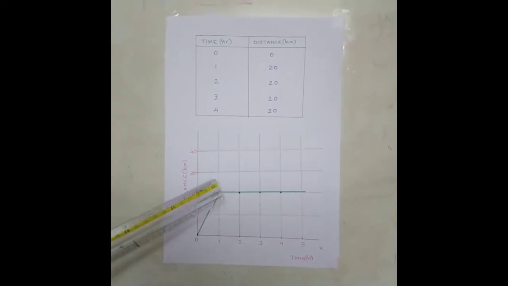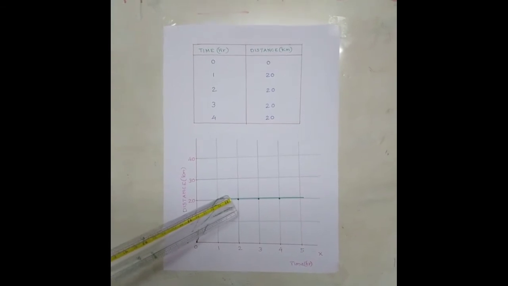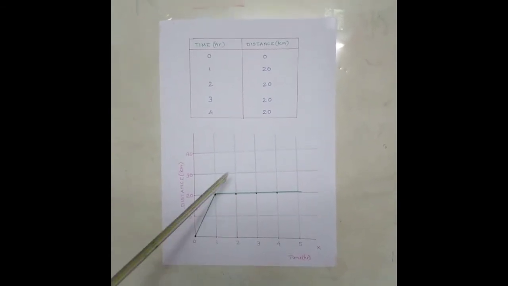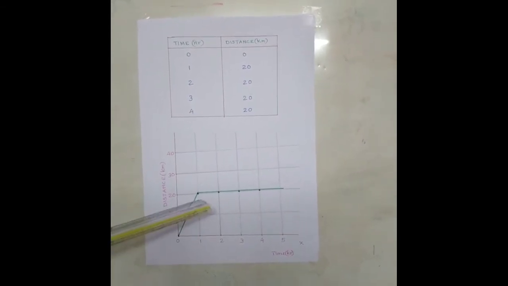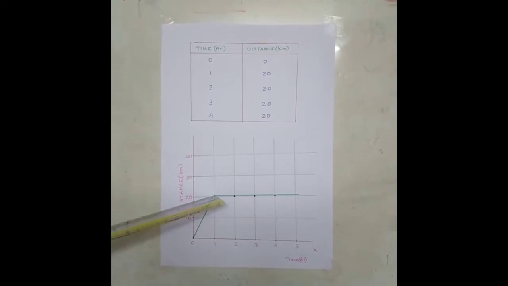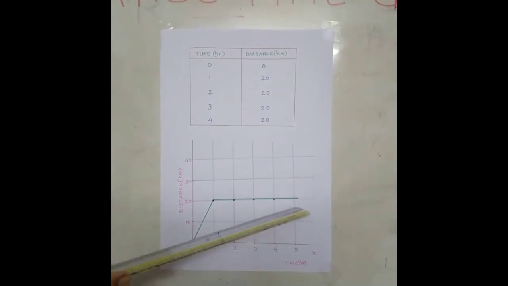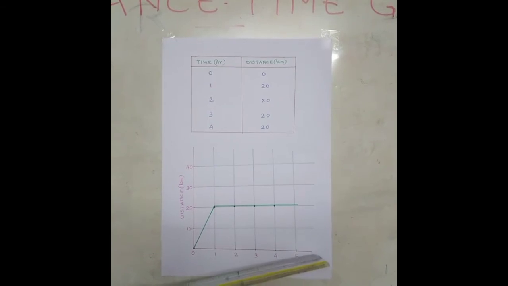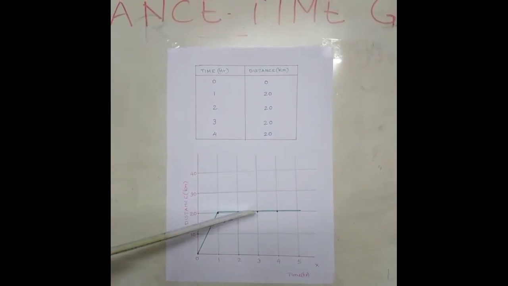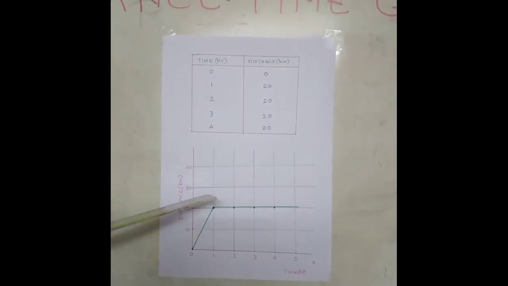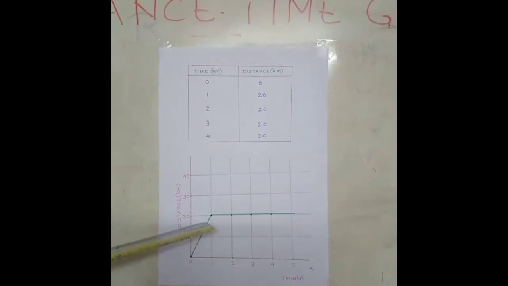This graph is also a straight line, but the difference is that this graph is parallel to the x-axis. The other graph was a straight line passing through the origin, inclined to the x-axis. Here this graph is parallel to the x-axis. That means the distance between the x-axis and the graph is the same at every point. That is why it is called a parallel line. So a line parallel to the x-axis represents an object at rest. And this graph can also be used to represent a car or a vehicle parked on the roadside.